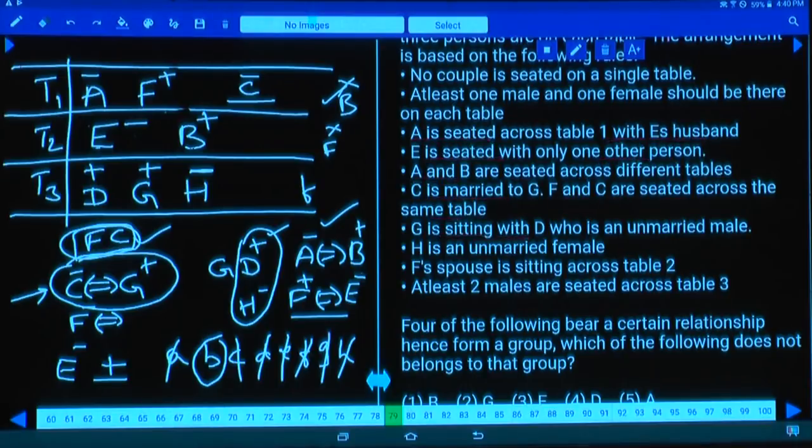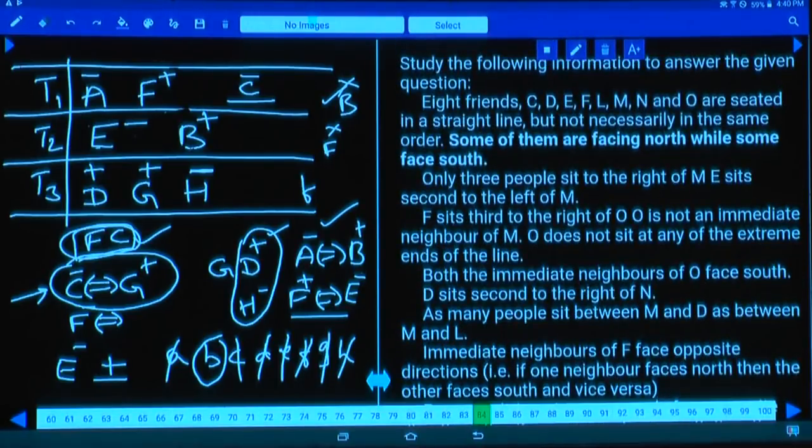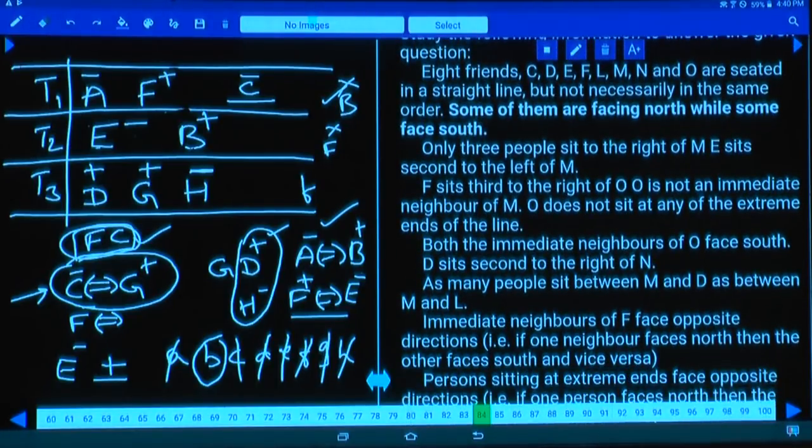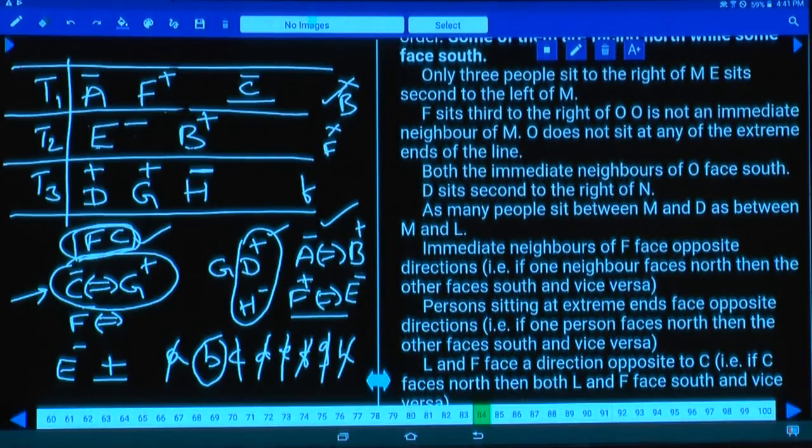Now in this 84 to 88, what is the information here? 8 friends C, D, E, F, L, M, N, O are seated in a straight line but not necessarily in the same order. Some of them are facing north and some of them are facing south. Only 3 people sit to the right of M. Now let us start with this one.